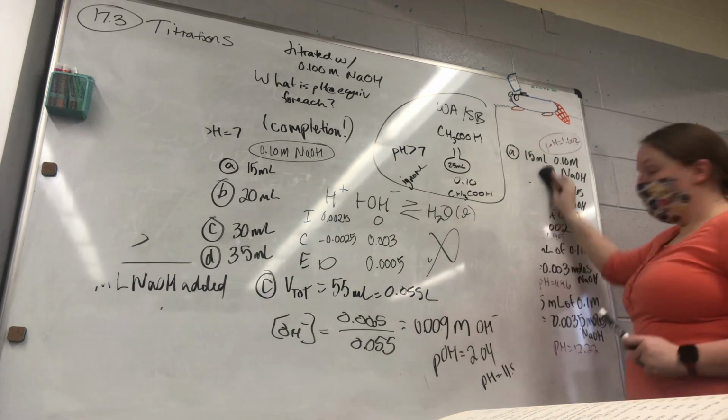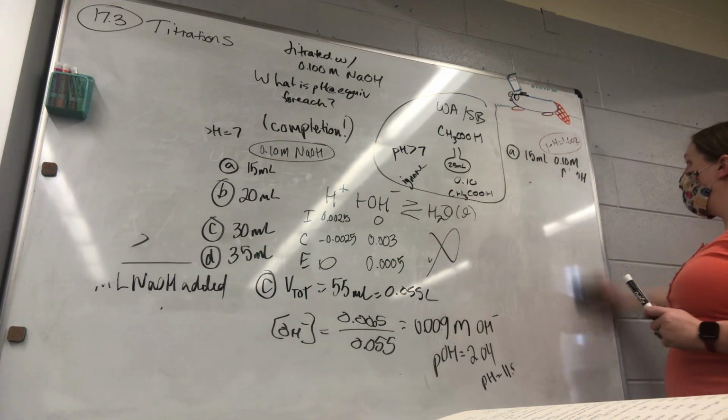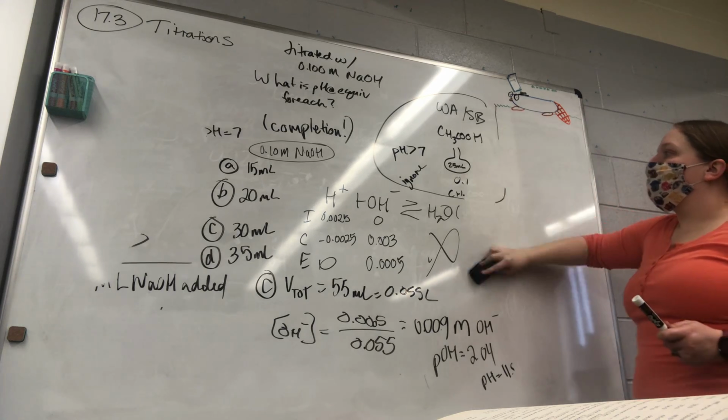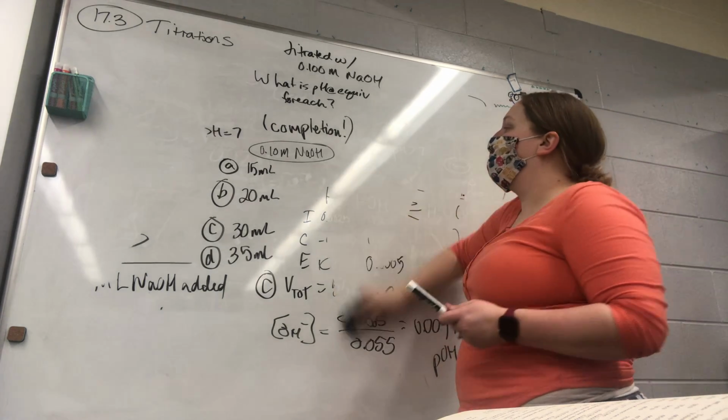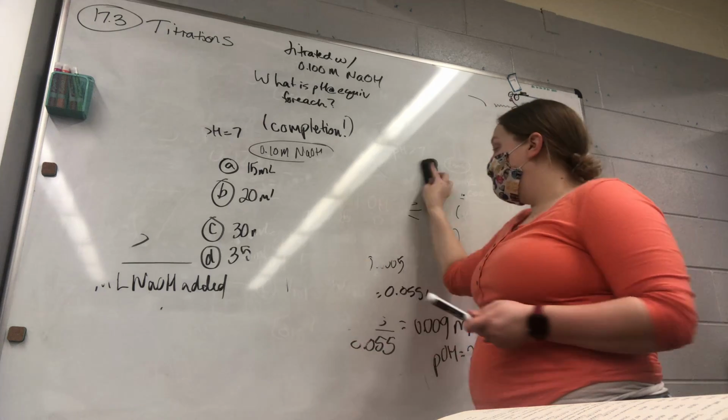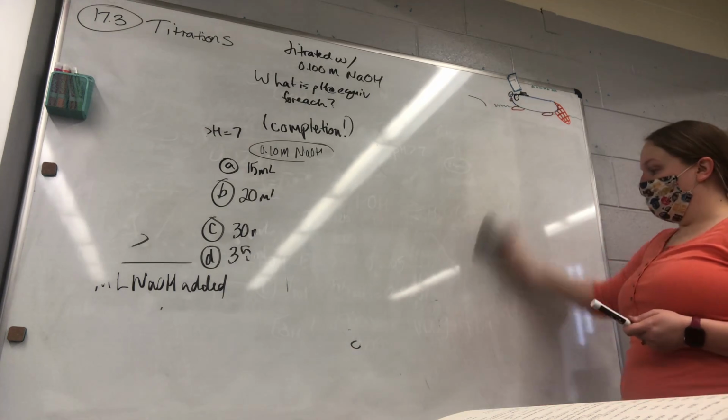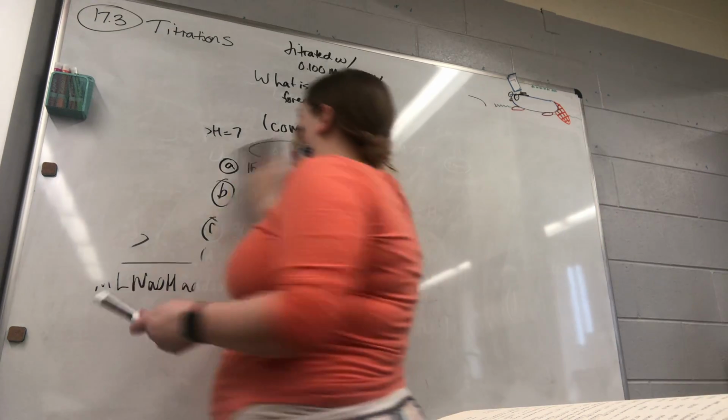Say again? It's 0.06. 35 milliliters plus 25 milliliters is 60 milliliters. Divide by 1,000 and that's 0.06.